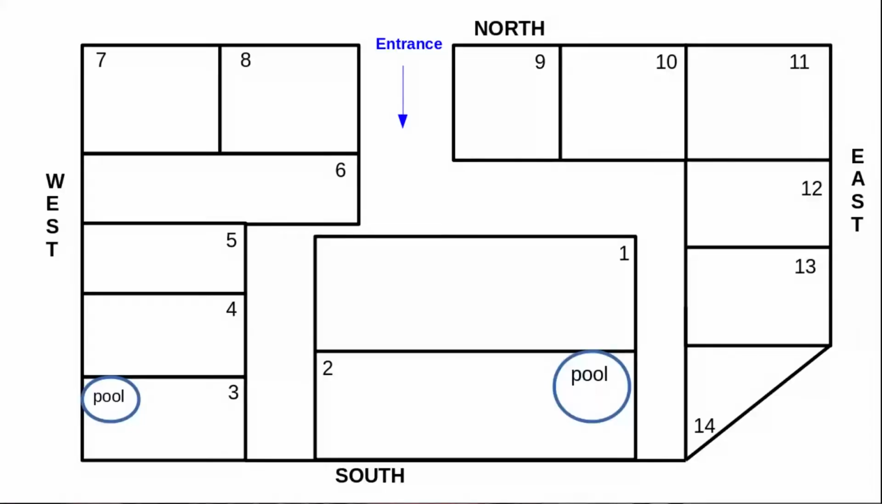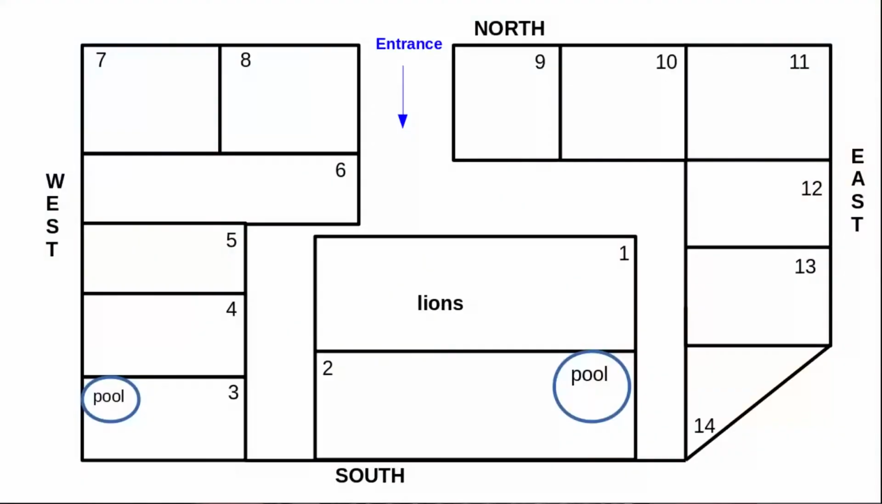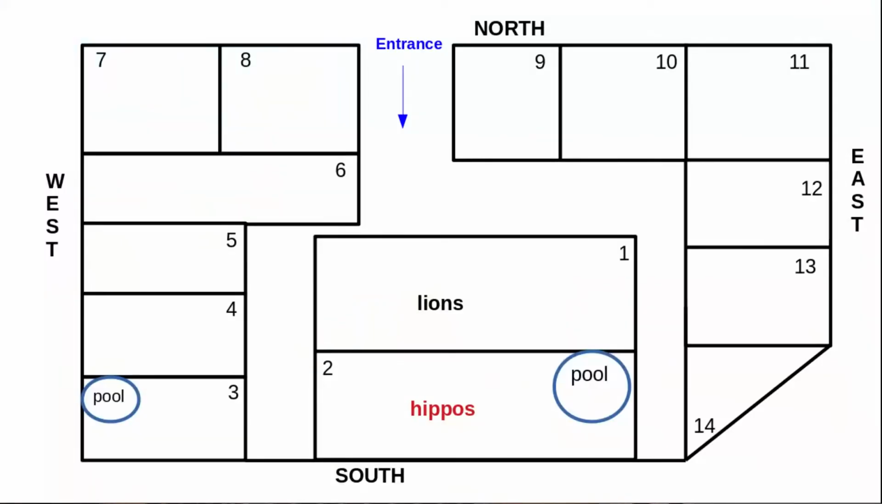Now let me ask, what is the animal in the cage number 1? What's that? Lion. Very good, lion. So what is in the cage number 2? Hippos. Yes, hippos, and they have a pool there. You can see a pool.